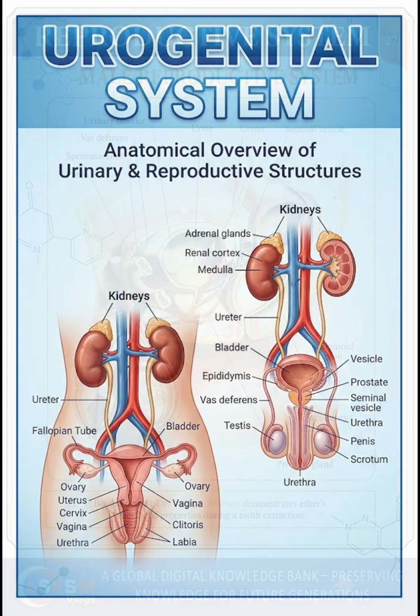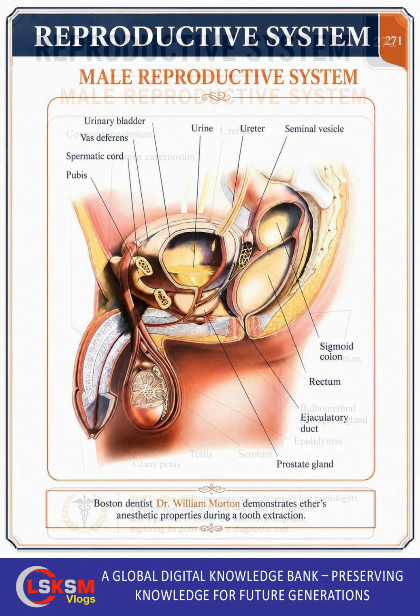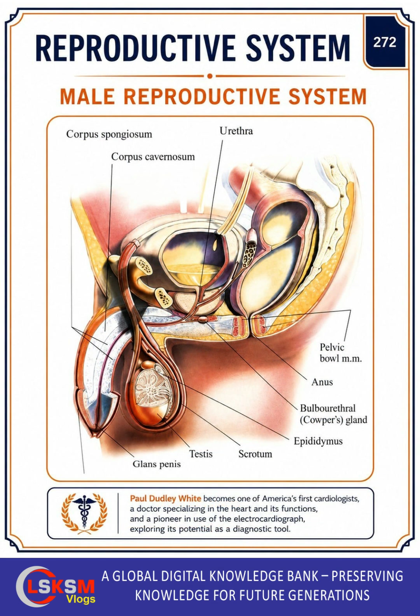Reproductive system. Male reproductive system. Illustrates the major organs of the male reproductive system. These organs produce, store, and transport sperm for reproduction. Shows the testes, epididymis, vas deferens, and accessory glands. It explains their roles in sperm production and hormone secretion.